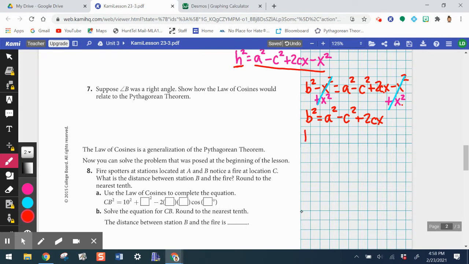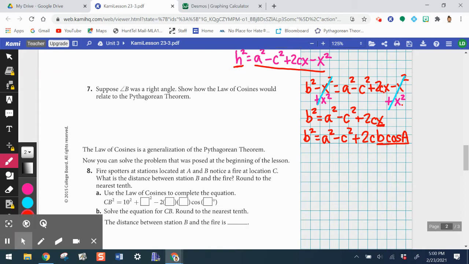So we're going to rewrite this as b squared equal to a squared minus c squared plus 2 times c times b times the cosine of a. We just replaced x with b times the cosine of a. And if you go back and look at our second law of cosines, set equal to b, this is that equation. B squared is equal to a squared minus c squared plus 2cb times cosine of a.